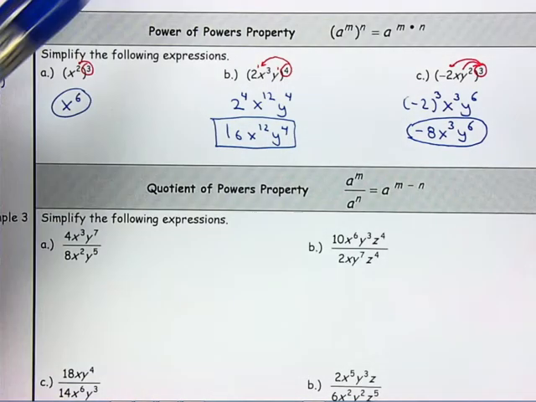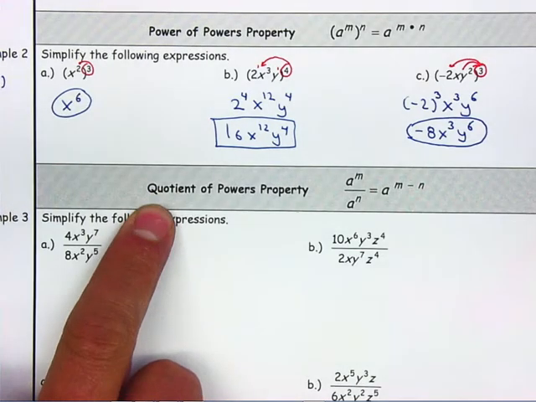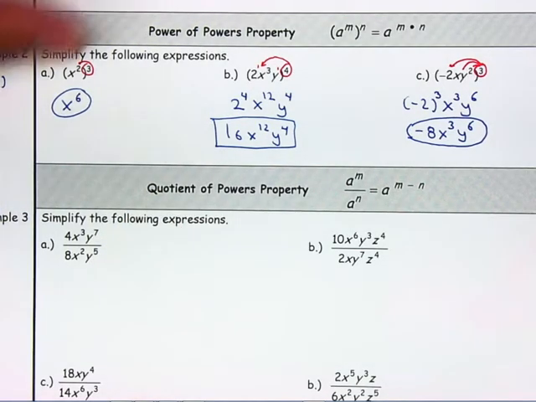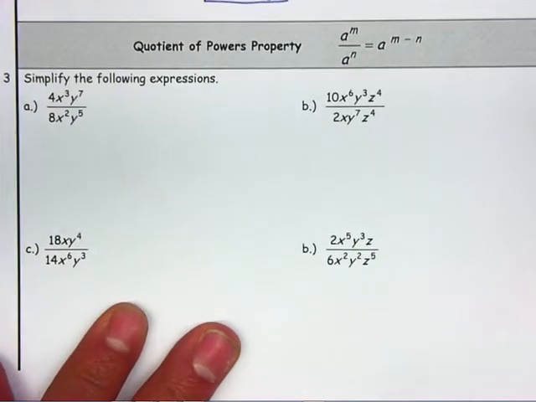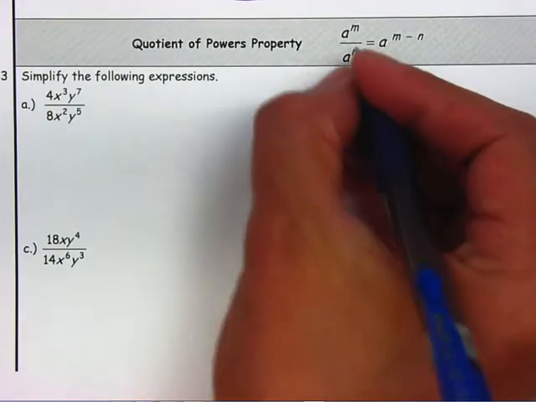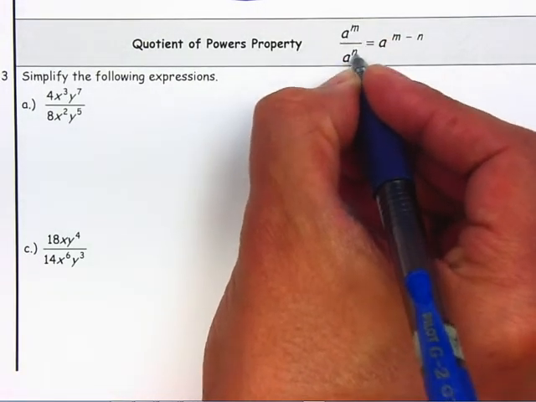So we have the product property, we have the power property, and we have the quotient property. The quotient property tells you that if they're dividing, you can subtract the exponents. So if you have the same base, you can subtract m minus n.